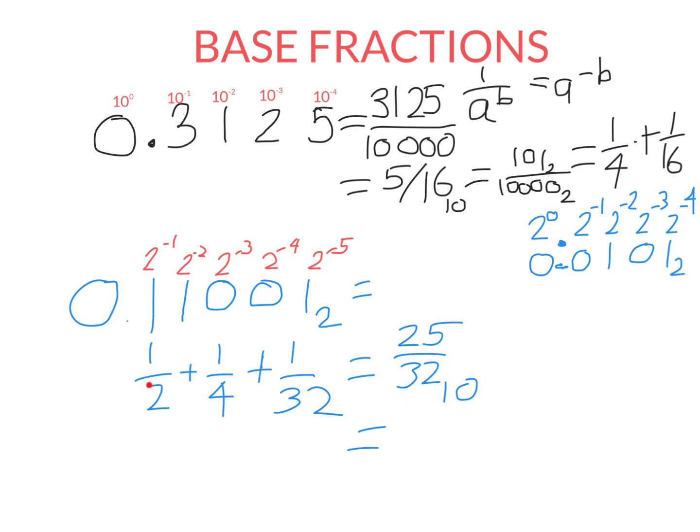We have 0.5 plus 0.25 plus 0.03125, so that would be 0.78125 as a decimal in base 10. Okay, that's all well and good for what we saw as terminating decimals. What about for recurring decimals?